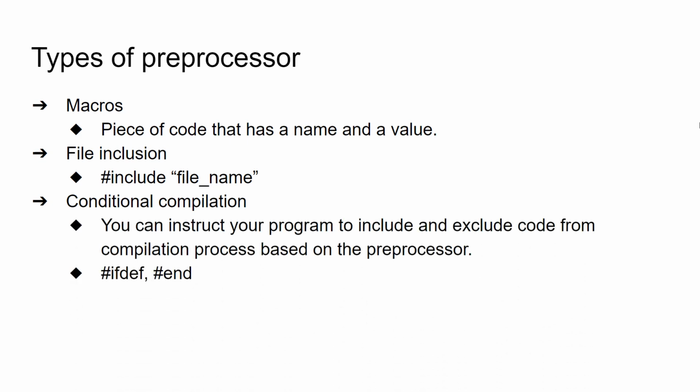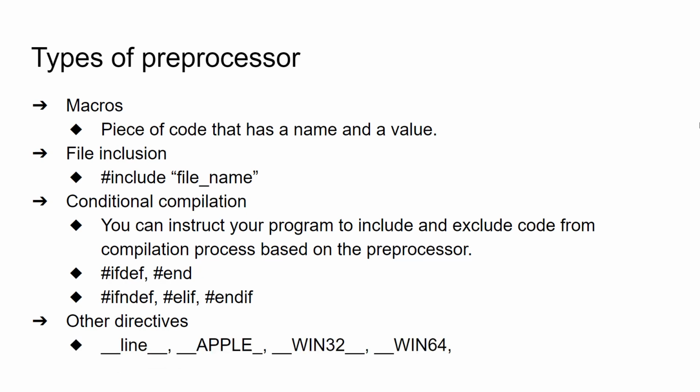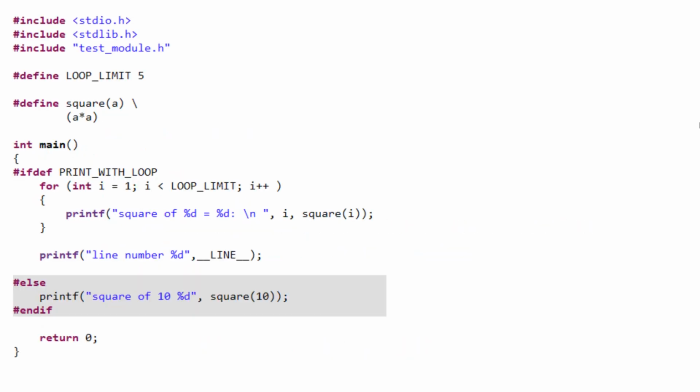So here are examples of the conditional compilers, and there are other directives which are operating system dependent. So for example, this line is for Windows, and this is for Apple, then Win32, Win64. So with these preprocessors you can check which Windows you are using and which operating system you are working on. So I will show you an example program.